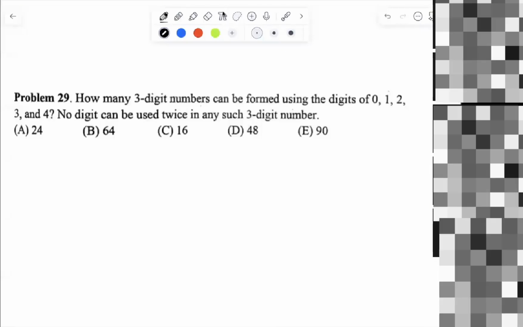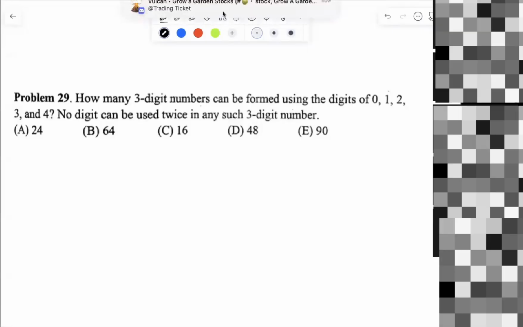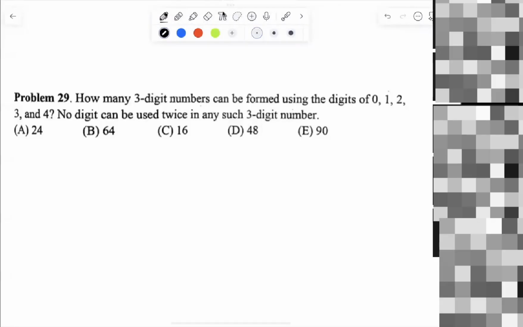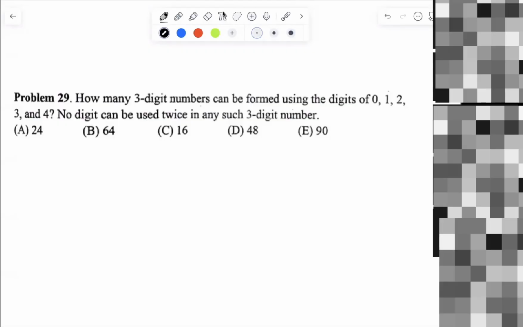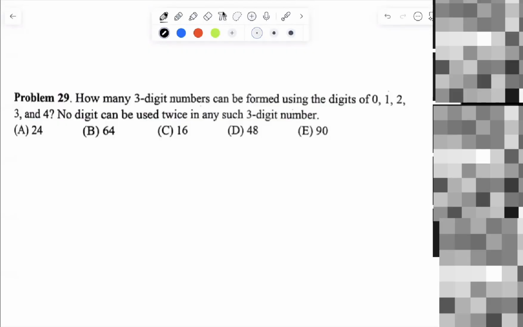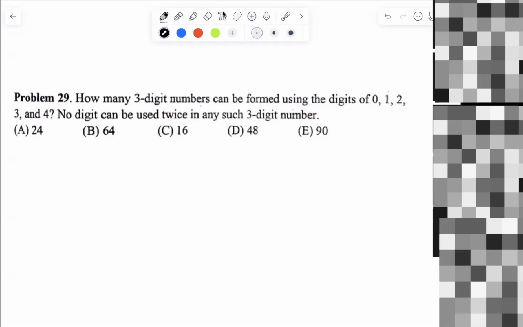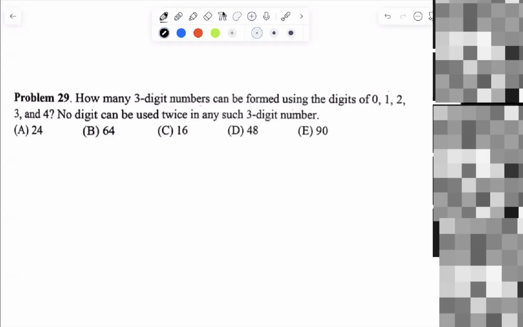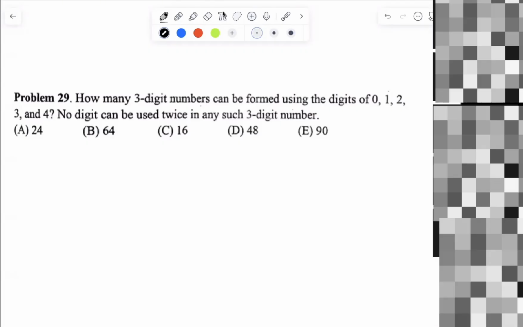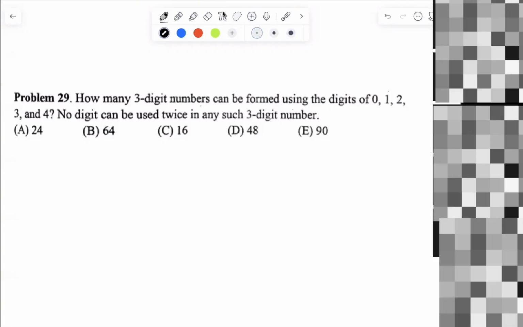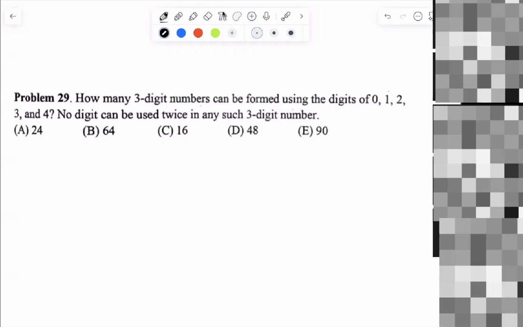All right, guys, let's get started with this question. So basically, how do we approach this? Now, notice that we have three-digit numbers that can be formed with 0, 1, 2, 3, and 4. We got 5 digits. And no digit can be used twice in any such three-digit number. There's no restriction on the last digit. There's a restriction on the first digit, meaning that we can't use 0 as the first digit, because all three-digit numbers do not use 0 as the first digit.